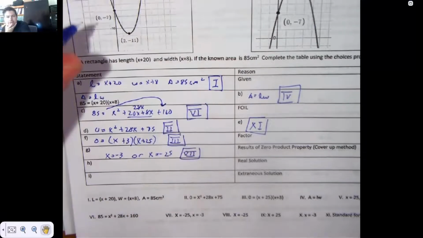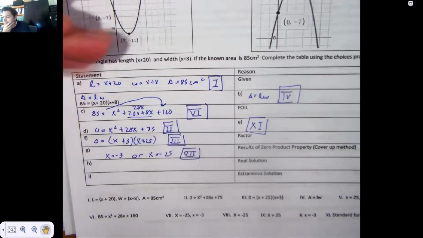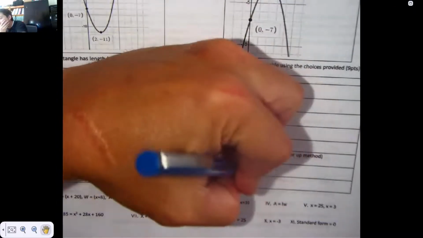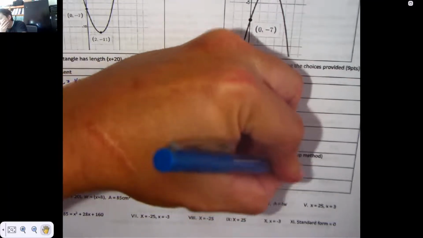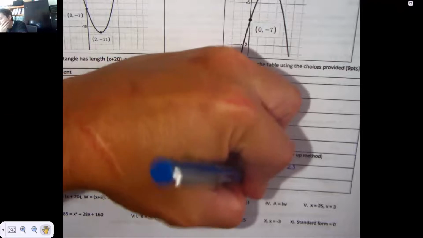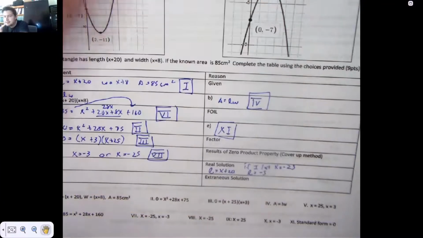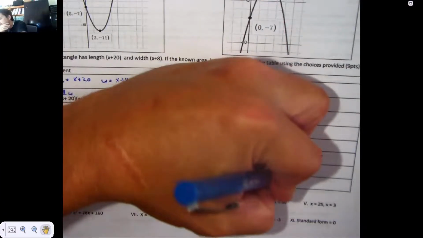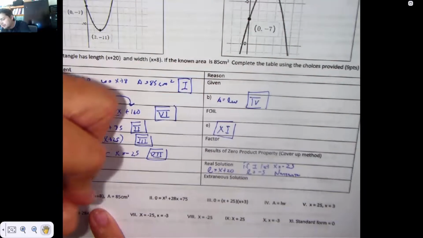And then we have to list the real solution, the extraneous solution. A lot of you guys missed these two. There was a lot of kids who got everything right down to here. Well, I know that length is x plus 20. So if I let x be negative 25, then my length would be negative 5, which is nonsense. So my extraneous solution has to be that x is negative 25.